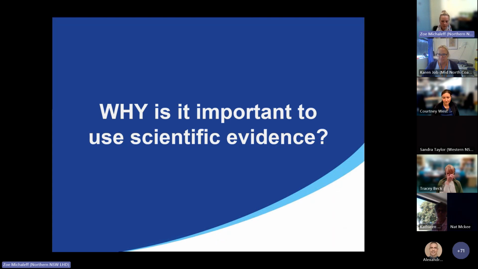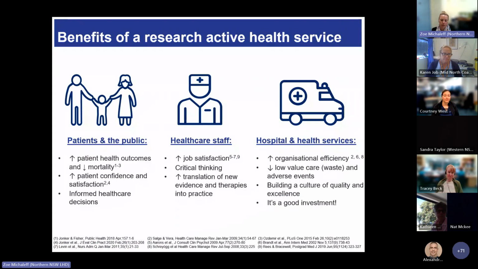Very briefly, why is it important to use scientific evidence for research? We know that a research active health service, so one where staff are able to find and use research evidence or engage in the generation of evidence or participate in research activities, results in benefits for the patient and the public, healthcare staff, and the hospital and healthcare service.